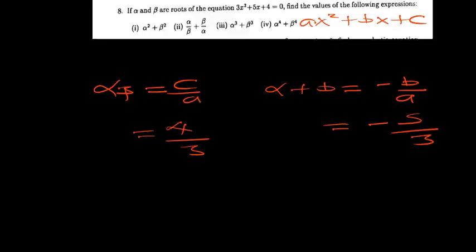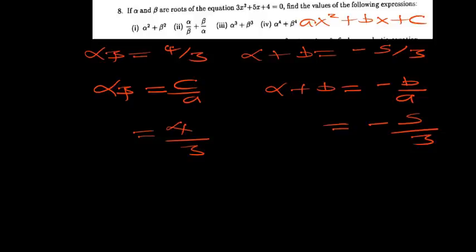Before I forget, take note of the product of alpha and beta is 4 over 3. The sum is negative 5 over 3. So we can go on and erase this. At this point, feel free to pause the video and try out the questions now.